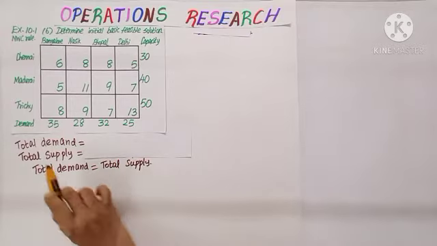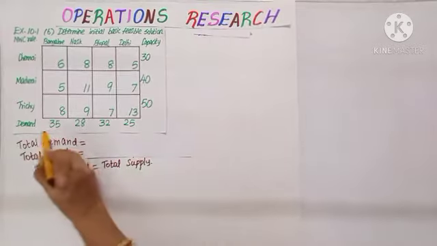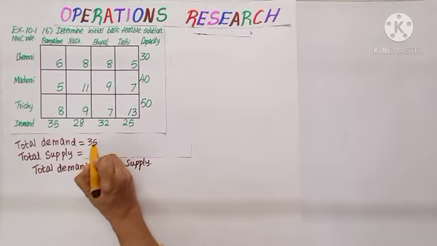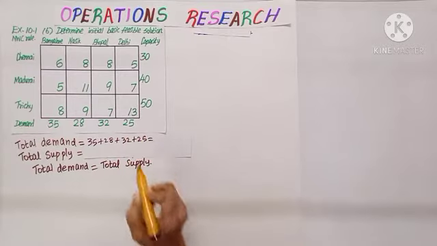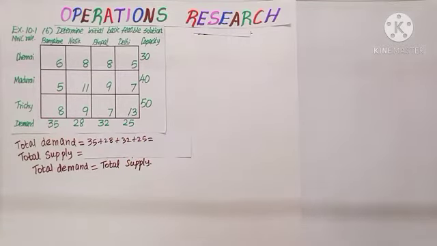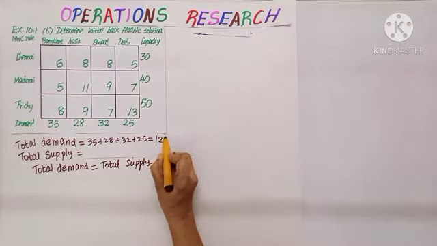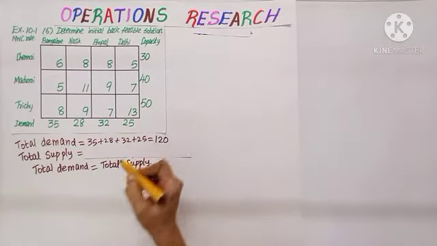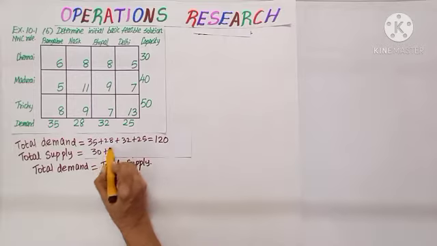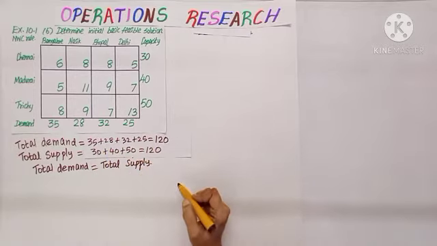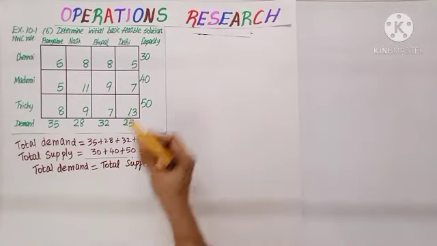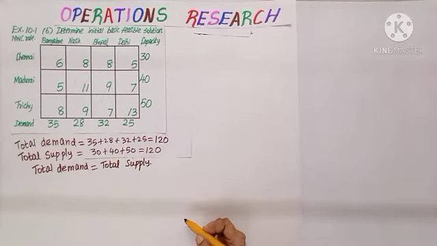Now we will check the total demand. Adding it all, it is 35 plus 28 plus 32 plus 25. That is 120. Adding all the supply, 30 plus 40 plus 50, that is also 120. When total demand and total supply are equal, we call the transportation problem to be balanced.